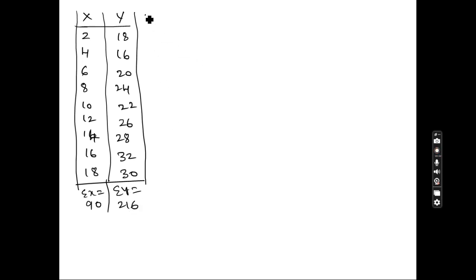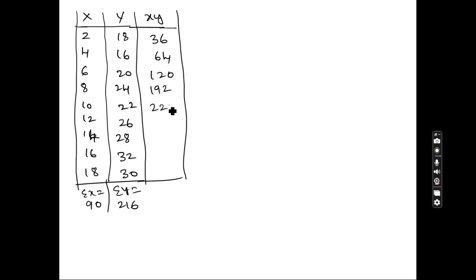As per the formula, what is required? xy is required, so multiply these two columns x and y. If we multiply the x and y columns, 18 twos are 36, 18 twos are 36, and 16 fours are 64. If you know the tables, it will become easier. Then it becomes 120, and 24 eights are 192. Next is 20, this is 220.